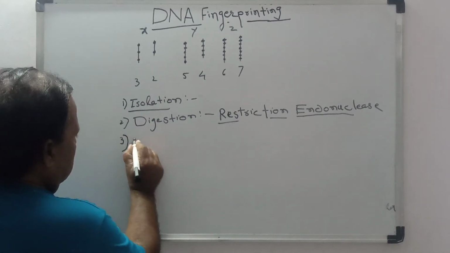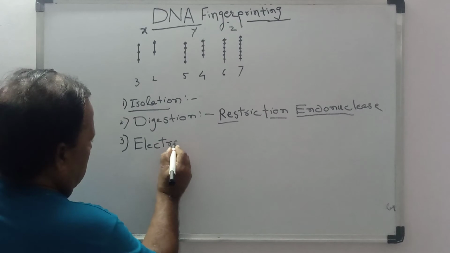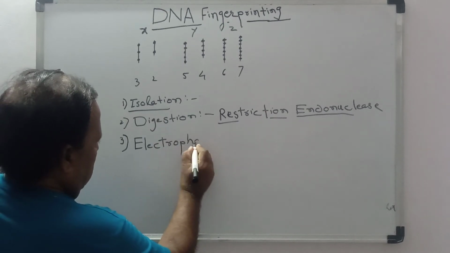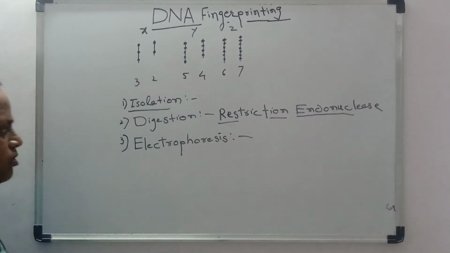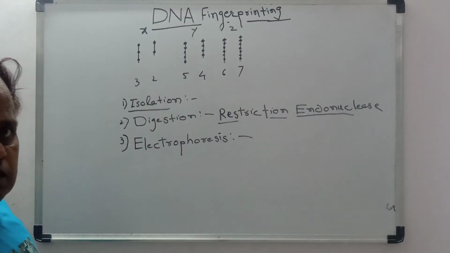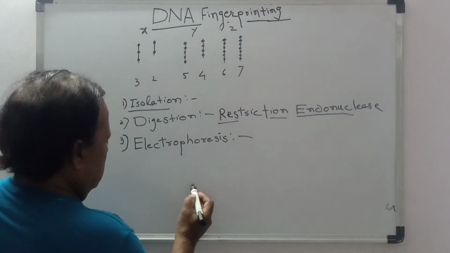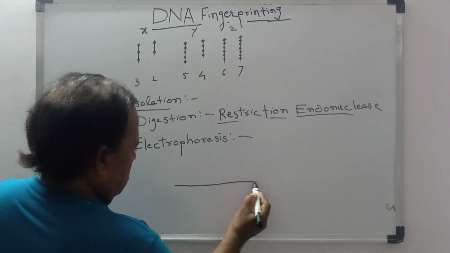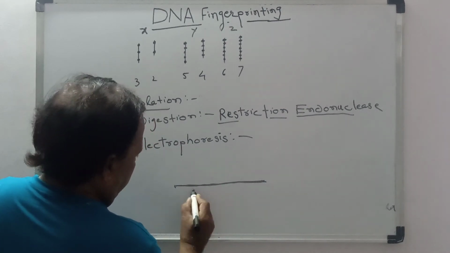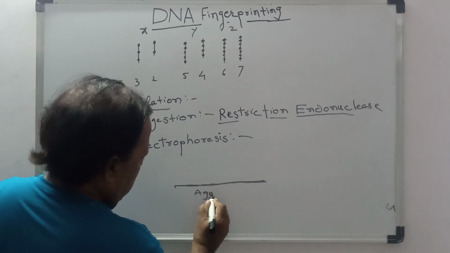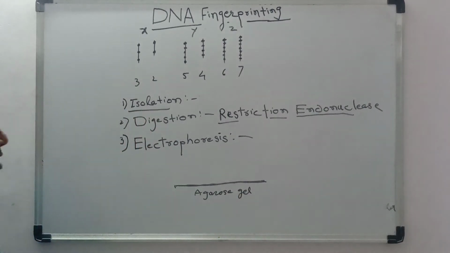The third step is called electrophoresis. Electrophoresis helps in the separation of the DNA fragments. Okay. So in electrophoresis, a bed is taken. It can be a bed of agarose gel.